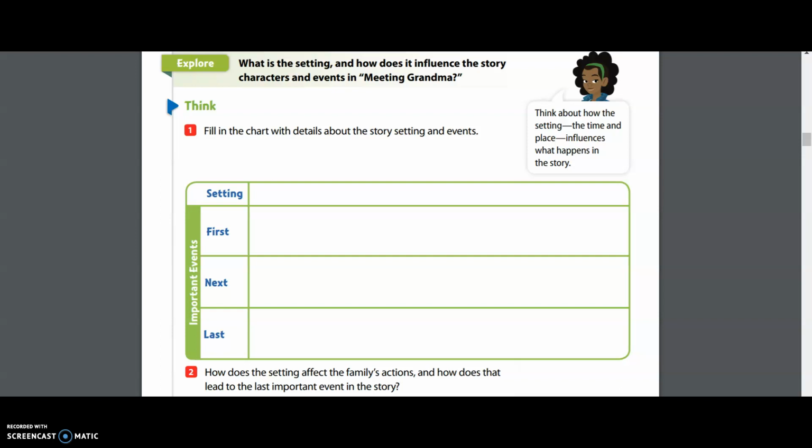So we see the girl here with the quotations, with the dialogue box on the side. And it says, think about how the setting, the time and the place, influences what happens in our story. So how that setting really impacts our events. So I'm going to give you a hint. For the very first event, I put that 2 kids go to the airport with their parents to pick up their grandmother. So please take the time to write in for the first event: 2 kids go to the airport with their parents to pick up their grandmother.